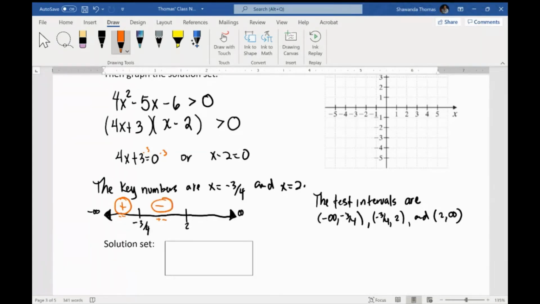Alicia answered and Kendall answered the question, so somebody else. What is a number between 2 and infinity that we can plug in? 3. Again, 3 into the first parenthesis. Would that be a positive number or a negative number?